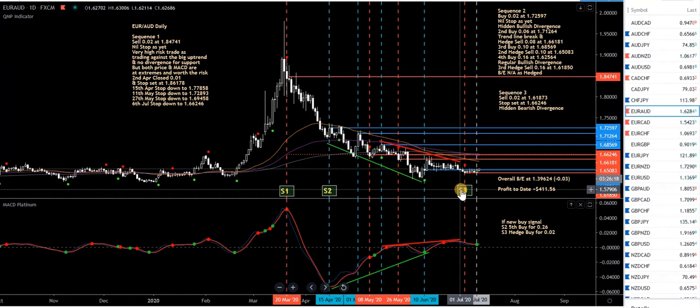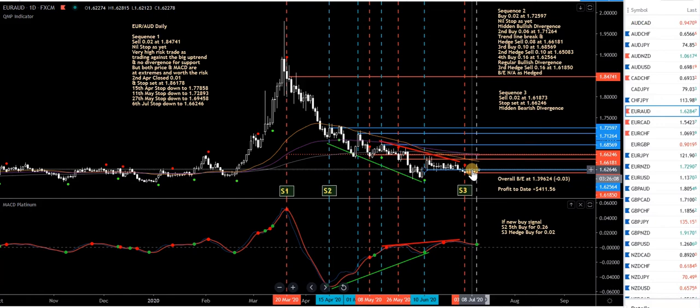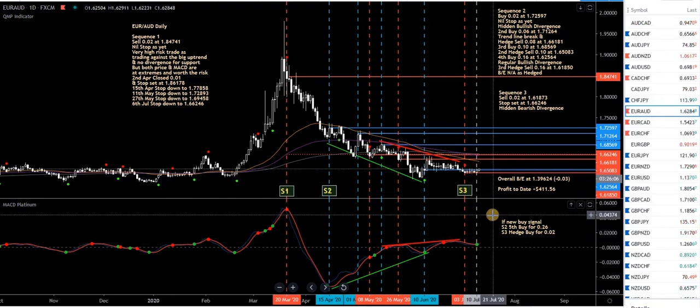Sorry guys, I just got to write this down before I forget. Euro AUD. Yeah, no, I'm not going to take a hedge on sequence 3, so you can ignore that. I will take the loss and wait for a new sell signal.